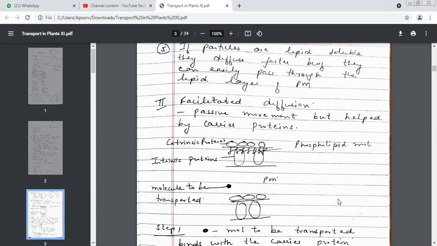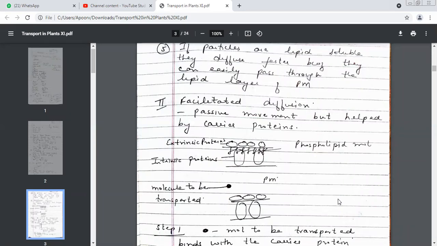We have a little modified kind of diffusion, which is known as facilitated diffusion. Helped diffusion: somebody facilitates or helps. And who is this somebody who's going to help diffusion? Special proteins called carriers. Carrier proteins. Very good. It's a passive movement, so no energy is involved.